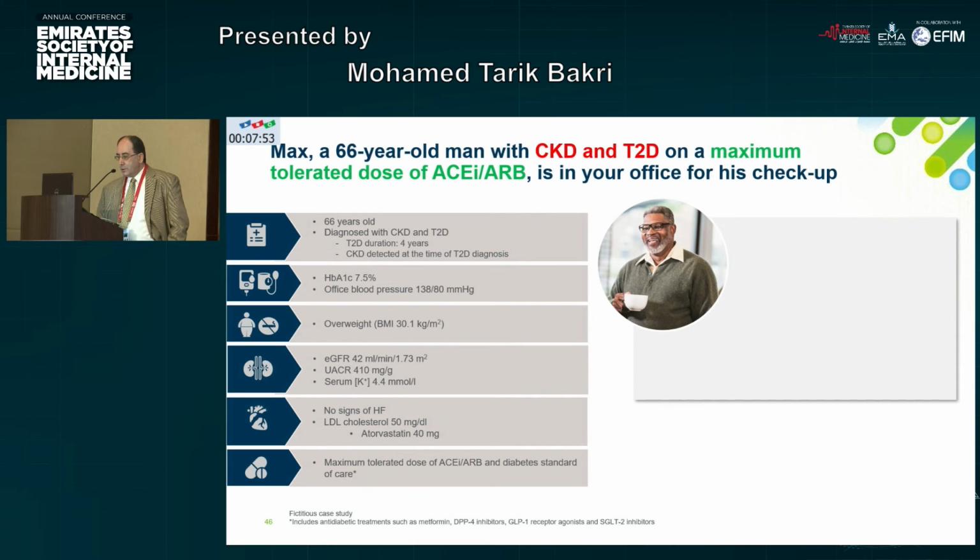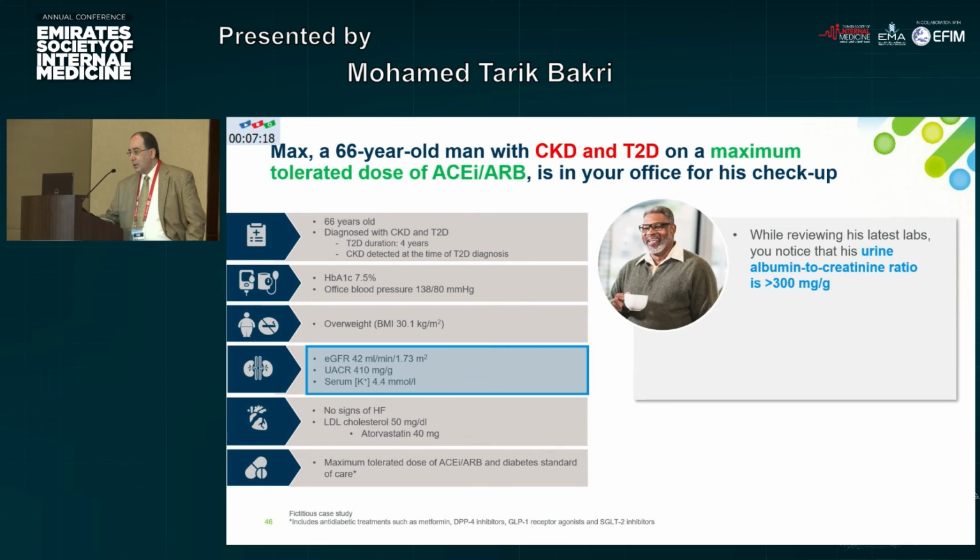Again, it's controlled in a way. The patient is overweight. If you look at the renal parameters, his estimated GFR is 42. His urine albumin creatinine ratio is 410 milligram per gram. His serum potassium is 4.4. The patient is already on a statin, and his LDL is at goal, and he's already on the maximum tolerated dose of ACE or ARBs and standard diabetic care.